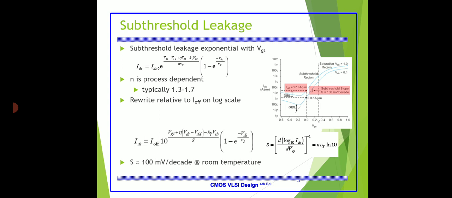Next is the subthreshold leakage. In the subthreshold leakage, this is mainly due to the change in the gate source voltage, so that we can write IDS is equal to IDS naught e power (VGS minus VT naught plus eta into VDS minus K into VSB) by eta VT, into (1 minus e power minus VDS by VT). This is rewritten on the log scale as IDS is equal to I naught into 10 power (VGS plus eta VDS minus K eta VSB) by S, into (1 minus e power minus VDS by VT).